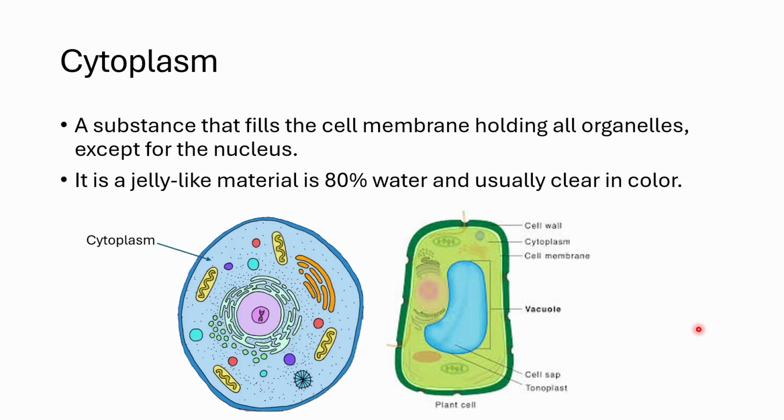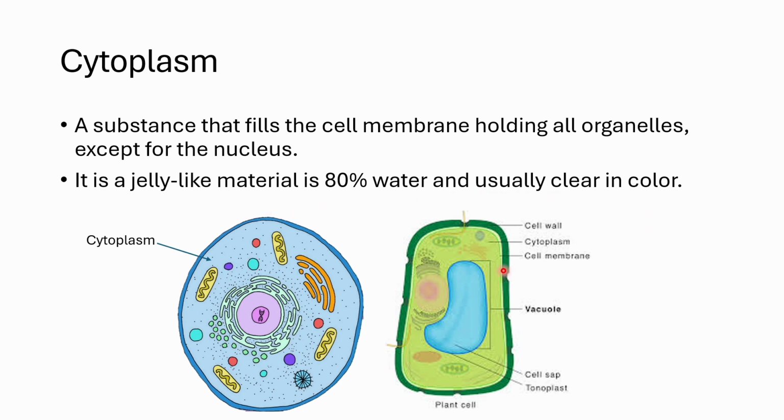I'm going to start with the cytoplasm. It's a fluid inside the cell, a substance that fills the cell membrane, holding all organelles except for the nucleus. Okay, it's a jelly-like material and it is 80% water and usually clear in color.